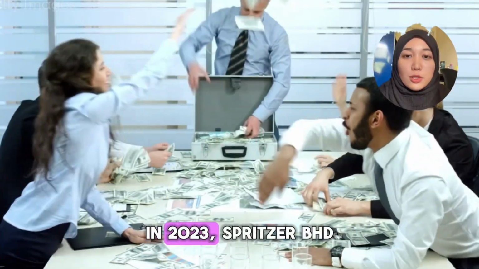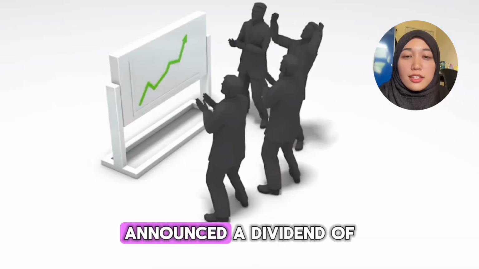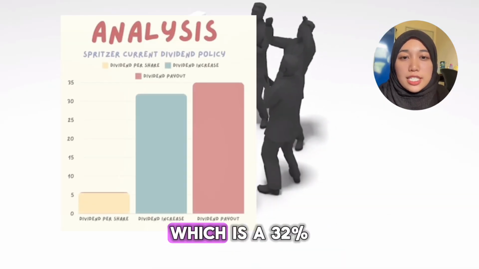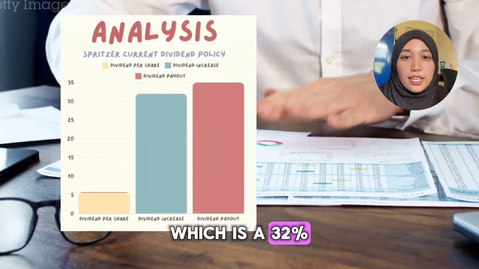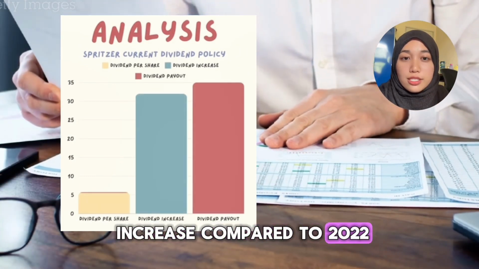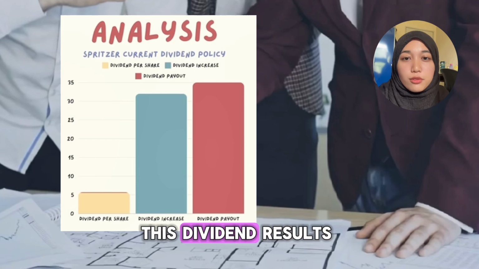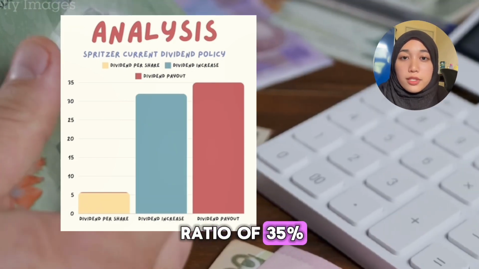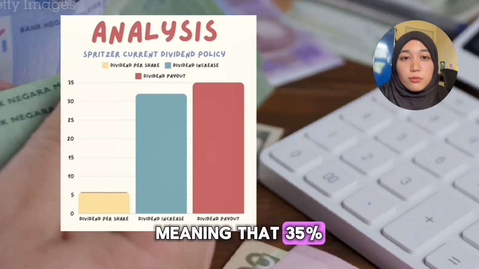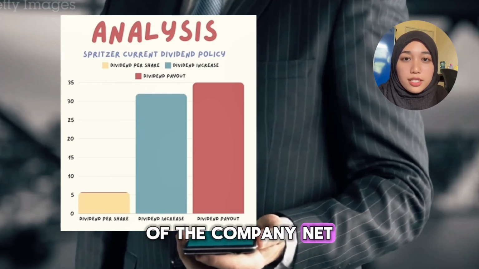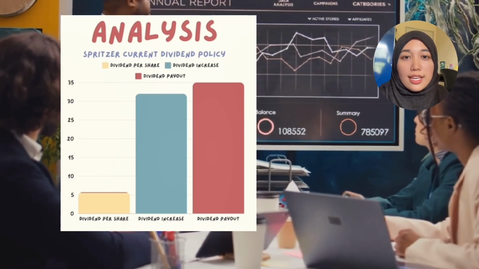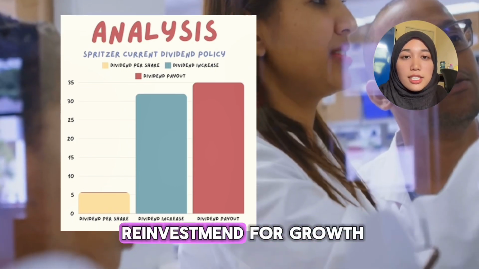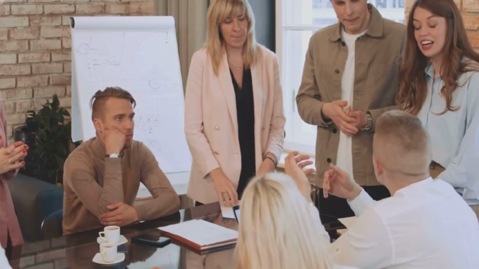In 2023, Spritzer Bhd announced a dividend of 5.5 cents per share, which is a 32% increase compared to 2022. This dividend results in a payout ratio of 35%, meaning that 35% of the company's net profit is paid out as dividend to shareholders, while the rest is reinvested for growth.